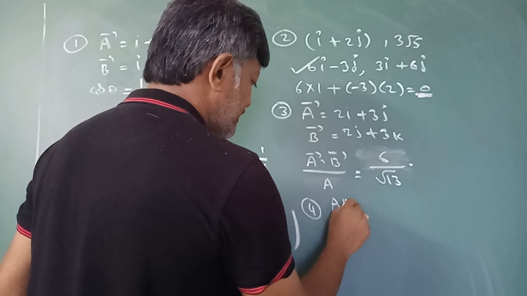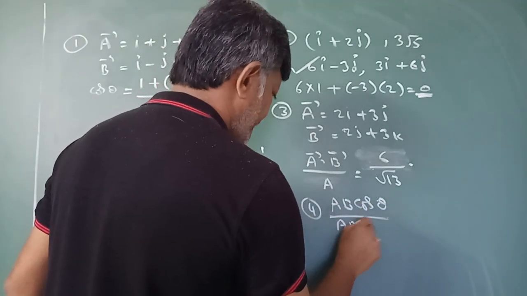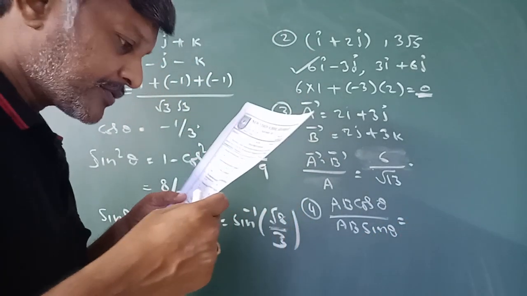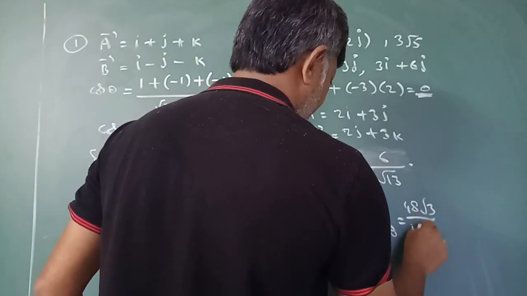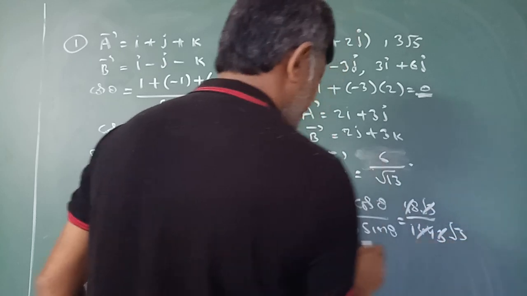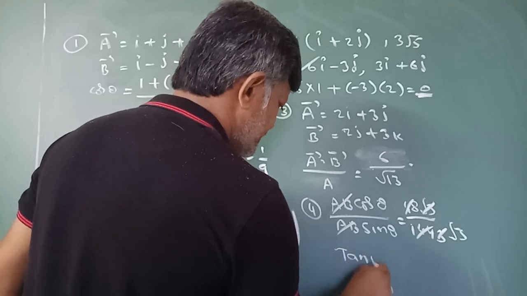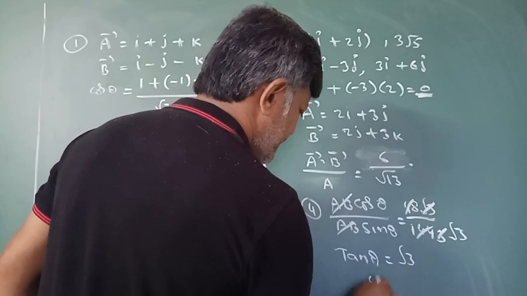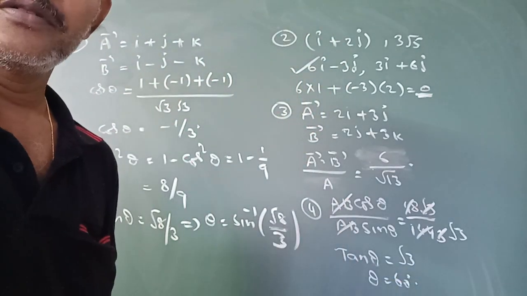Next, the magnitude of scalar product and vector product are 48 root 3 and 144. So AB cos θ by AB sin θ is equal to the dot product 48 root 3 by 144, which is root 3. Therefore tan θ, sin θ by cos θ, reciprocal of this one. Tan θ is root 3 by 1, root 3. θ is equal to 60 degrees.